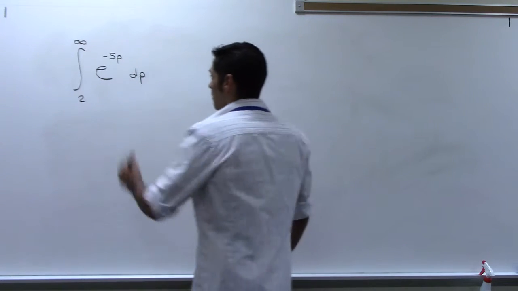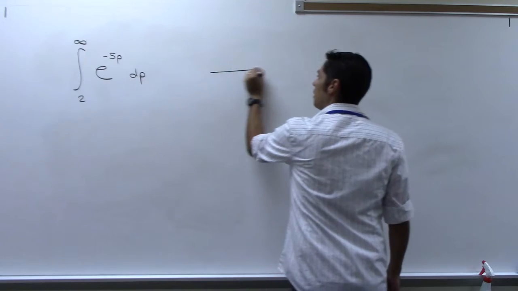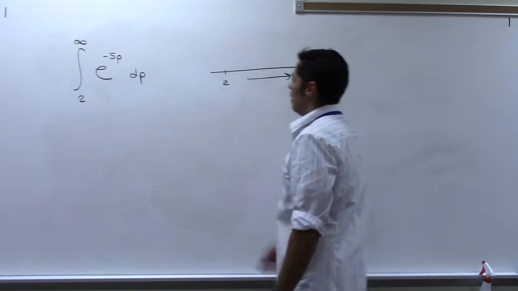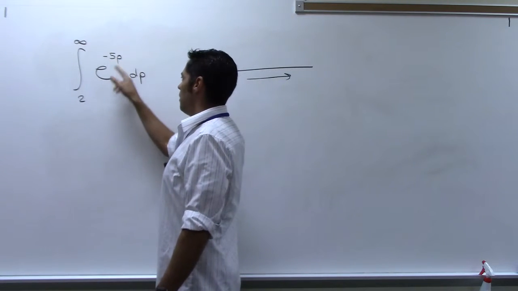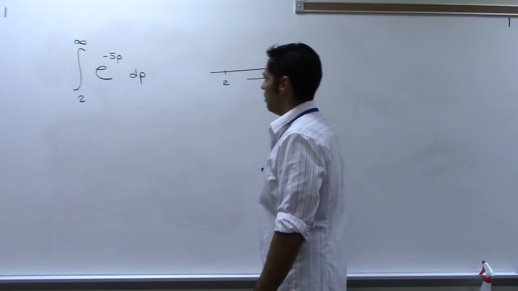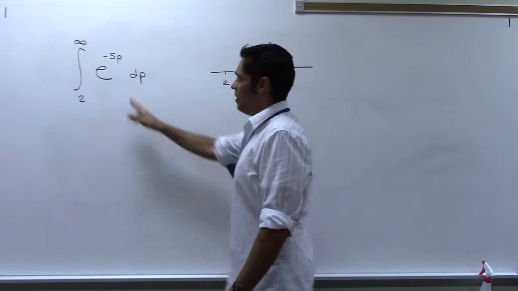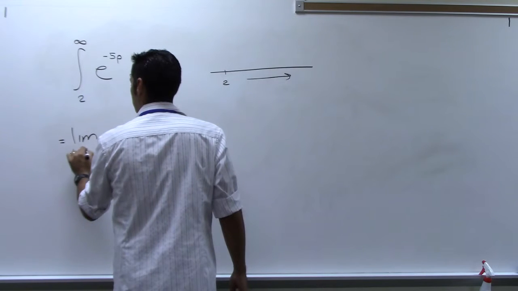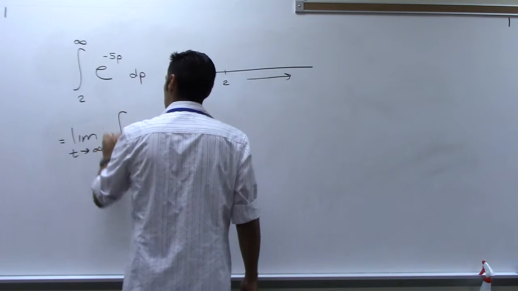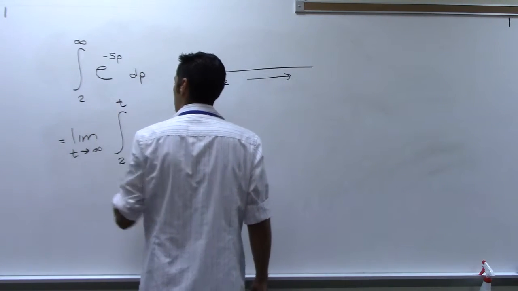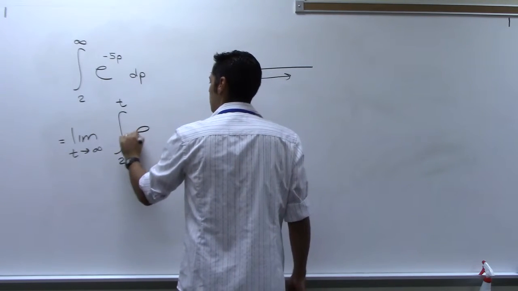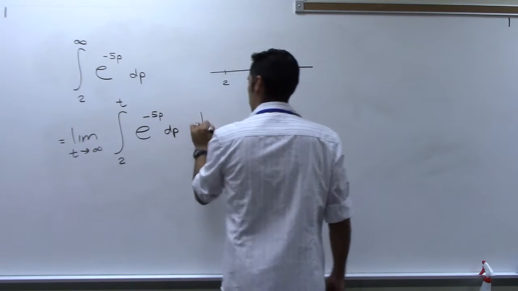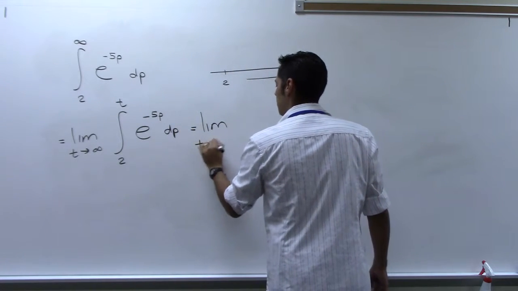Okay, so in this one we're integrating from 2 to infinity, so this way. And then e to the negative 5p, that doesn't ever have a discontinuity, so I don't need to worry about it. So I just need to find the antiderivative here. So let me first change this over. Limit t goes to infinity of the integral 2 to t of e to the negative 5p dp, which equals the limit as t goes to infinity.